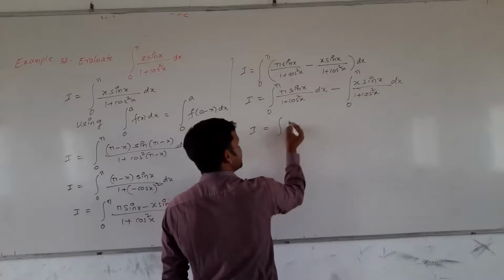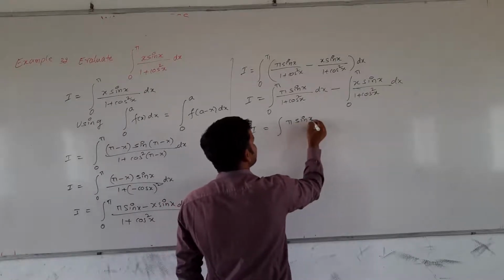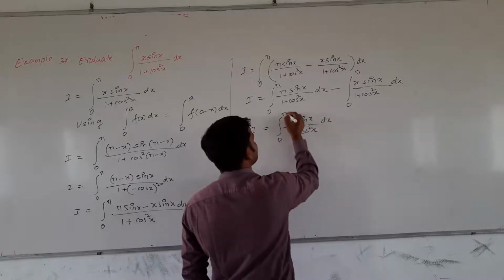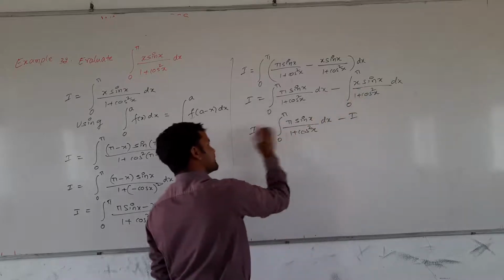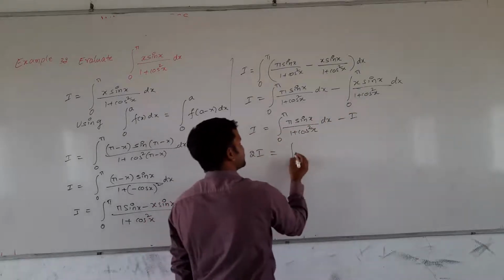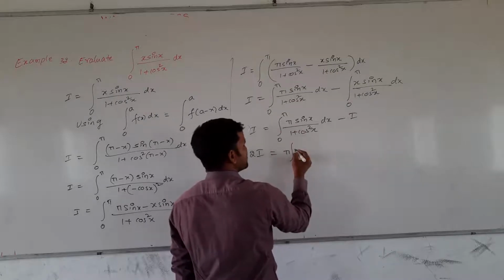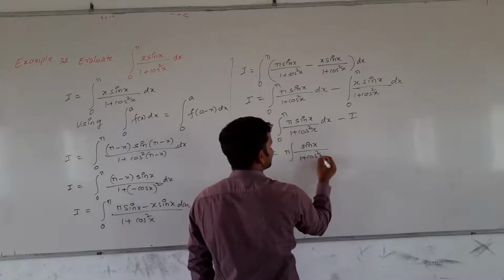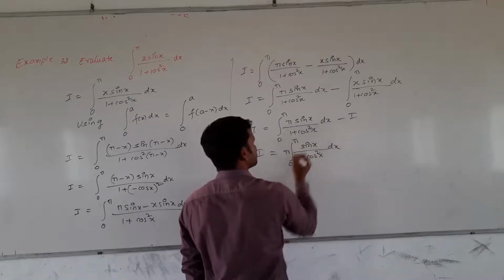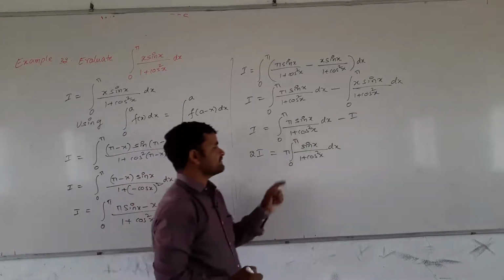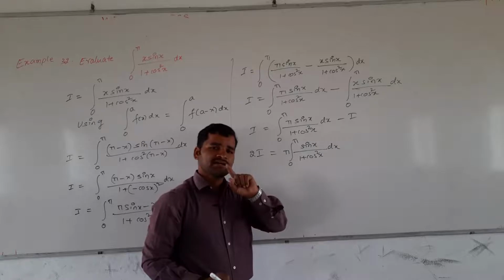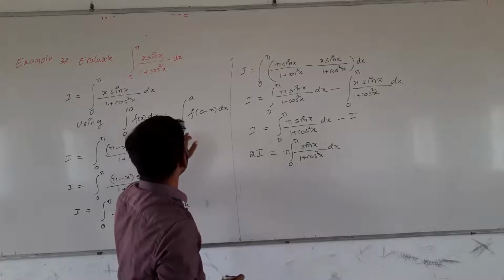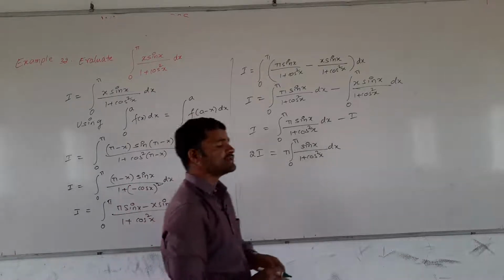Yes, you replace this as I. I is equal to integration of pi sin x by 1 plus cos square x into dx from 0 to pi minus, this is nothing but I. I will bring it to the left hand side, I plus I, 2I. Pi is a constant multiple, I will write it out of the integral: pi into integration of sin x by 1 plus cos square x into dx from 0 to pi. Now, up to this we have used one property, that is integrating from 0 to a f of x into dx is equal to integrating from 0 to a f of a minus x into dx.